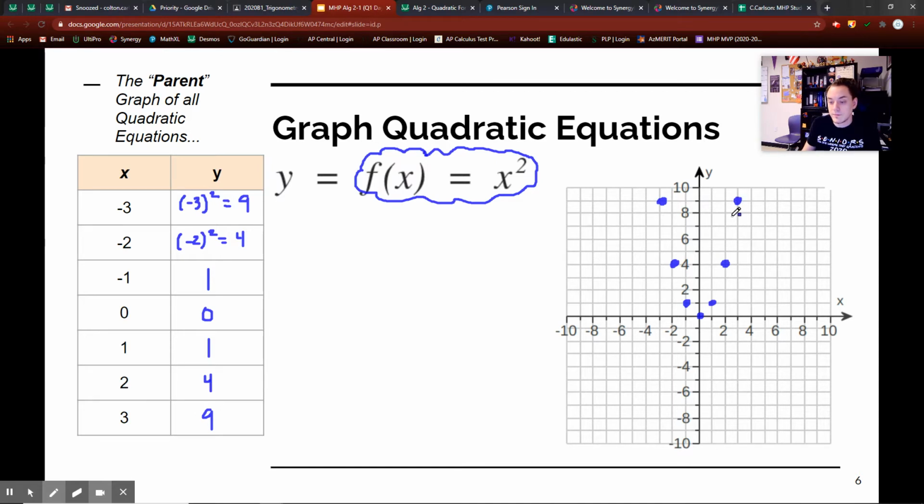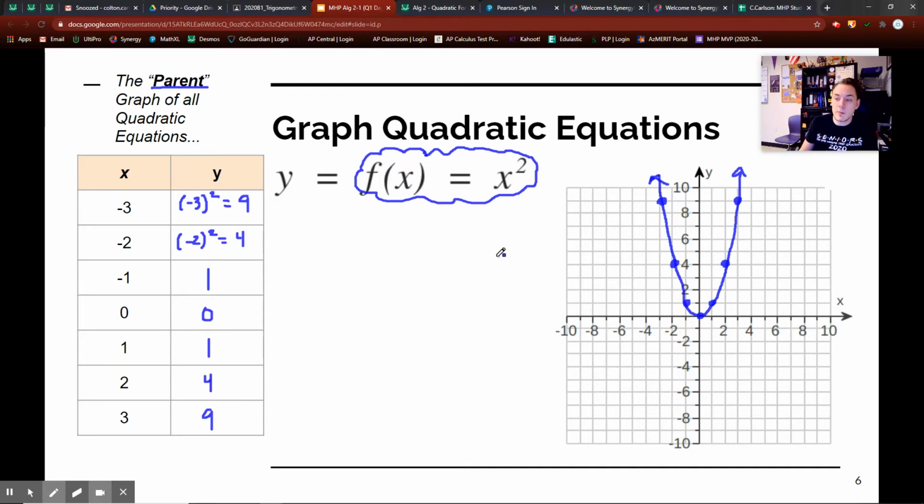Okay? So this is what it looks like. And when we graph it, it looks something similar to that. And of course, I'm going to put the arrows on top because it does go up forever. All right? But this is sort of what it looks like. I know it's a little bit janky because I don't know how to draw apparently. But that's what my parent graph function looks like. All other quadratic graphs come from this one parent graph.